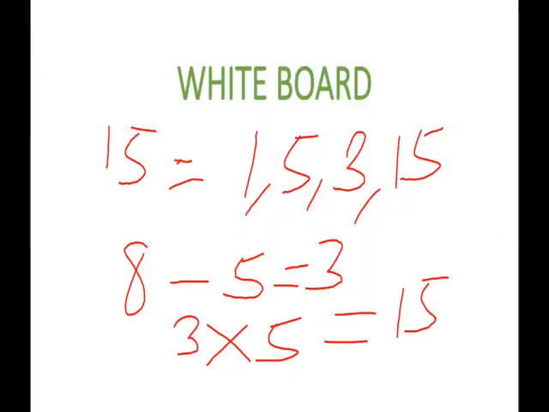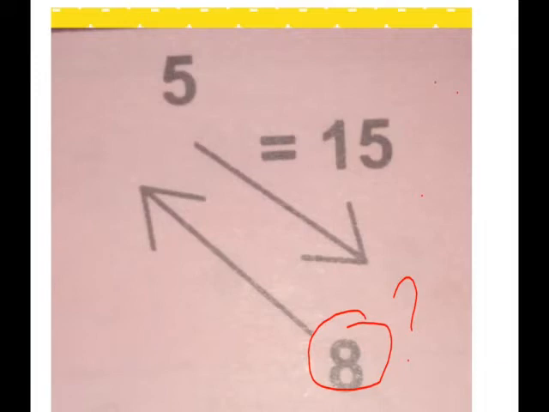Now remember, from our factors, the factors of 15 are 1, 5, 3, and 15. Now we're using 3 and 5 as factors. And I said earlier that the number at the top contains one of the factors of 15 that we are using. And in this case it contains 5. So therefore now let's answer the question. How can we get 8?